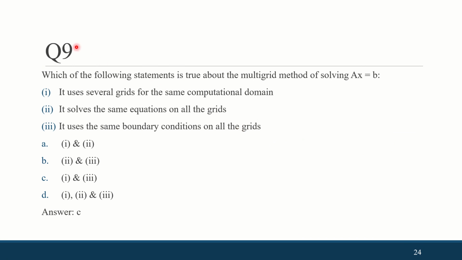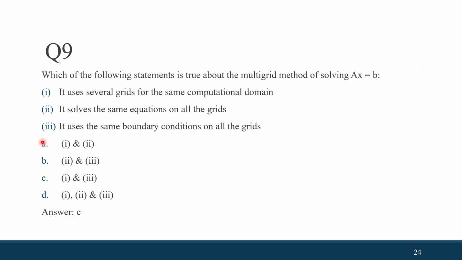Question 9 asks which of the following statements is true about the multigrid method for solving Ax = b. It uses several grids for the same computational domain. It solves the same equation on all the grids. It uses the same boundary condition on all the grids. Basically we are using different grids. So option 1 is right, several grids for the computational domain are used. Solving the same equation on all the grids is false, and the same boundary condition is applied on all the grids. So 1 and 3 are right, and the second one is a wrong statement.